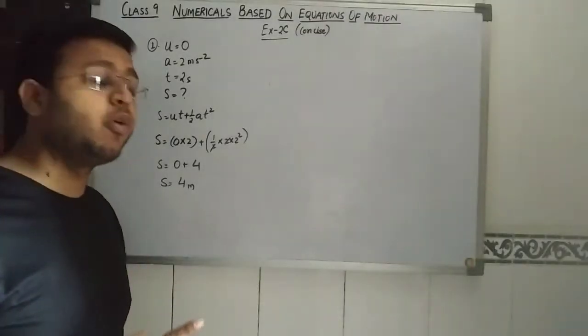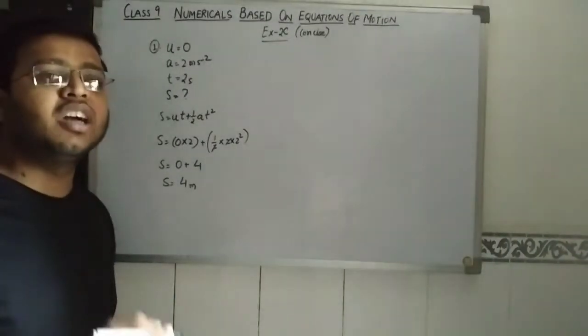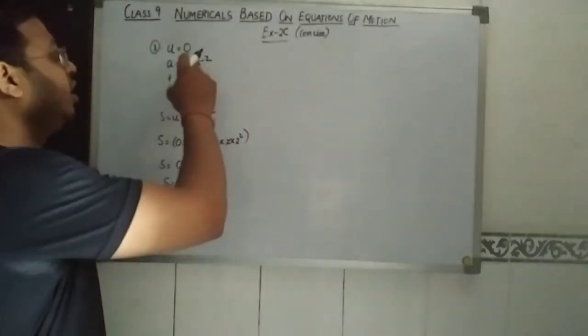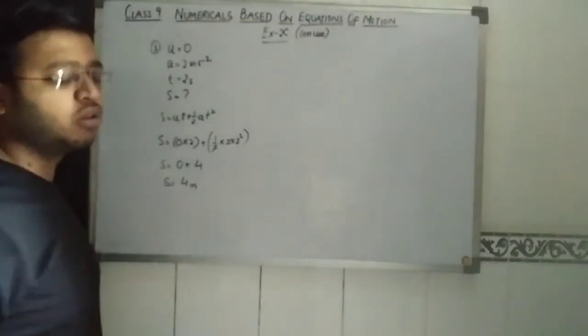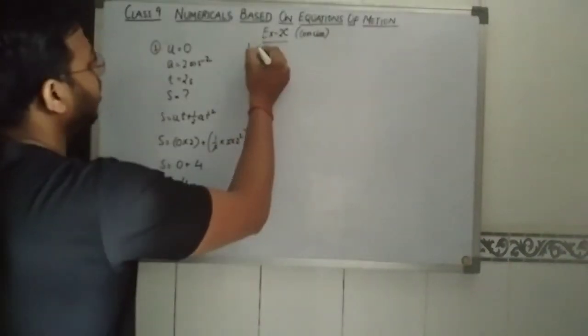And remember one more point. If in the given quantities any quantity is not in the same system of units, then you have to convert it. Suppose here we can see that all the units are in SI system. So the answer is also coming in SI system. So this is numerical number 1.